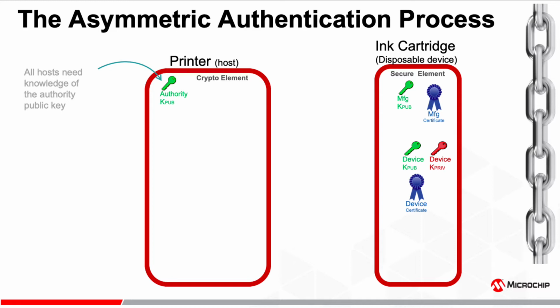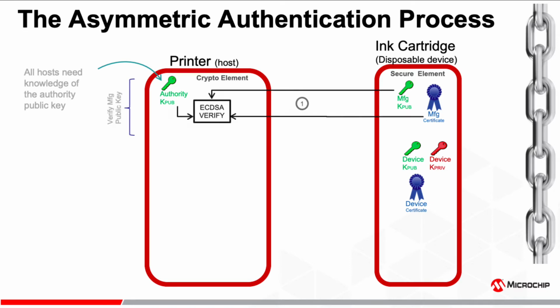So the first thing we do is the printer has to verify the manufacturing public key. It requests that public key and the certificate from the ink cartridge. It uses the knowledge of the authority public key as well as the public key from the ink cartridge, the manufacturing public key, along with the certificate to authenticate the signature inside of that certificate. Once that authenticates, now it can be trusted.